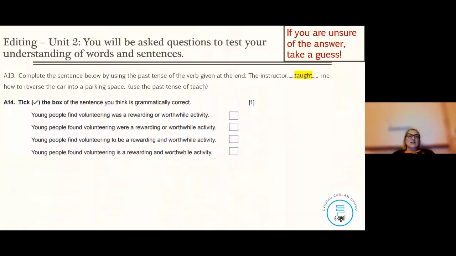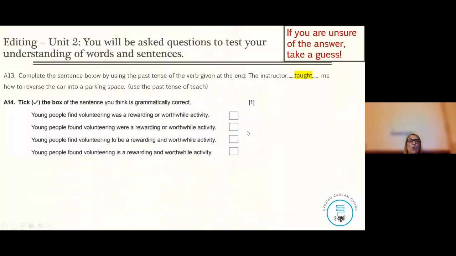Okay, so the next one is a multiple choice. So tick the box for the sentence you think is grammatically correct. So they give you 4 different choices there. My advice to you would be to always read them out. Obviously you can't read them out loud, but read them out in your head. See if they sound correct. So the first one, "Young people find volunteering was a rewarding or worthwhile activity." "Young people find volunteering were a rewarding or worthwhile activity." "Young people find volunteering to be a rewarding and worthwhile activity." "Young people found volunteering is a rewarding and worthwhile activity." This is all about the use of verbs then. So that's kind of in the past tense. It doesn't really fit. That's in the present tense.